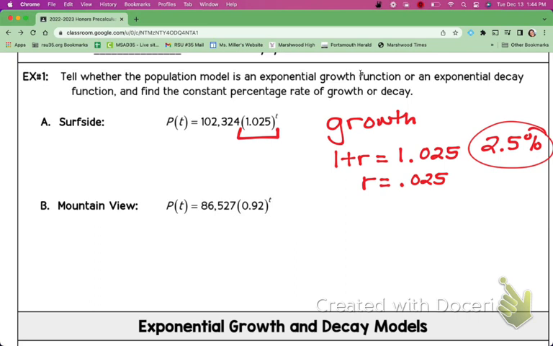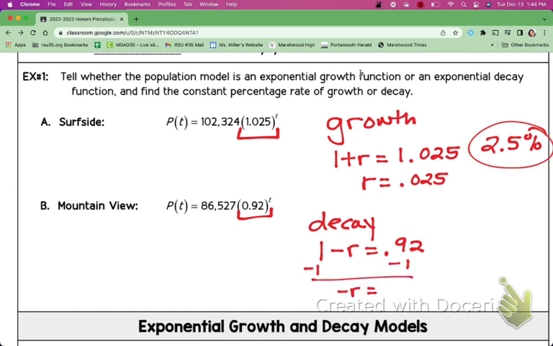For B, 0.92 is smaller than 1, so that means we have decay. So 1 plus R needs to equal 0.92. Well, actually, it would be 1 minus R, sorry. 1 minus R is equal to 0.92. We can either think, what am I subtracting from 1 to get to 0.92, or solve it out. That would get you negative R is equal to negative 0.08, so R is equal to 0.08, which is the same as 8%.